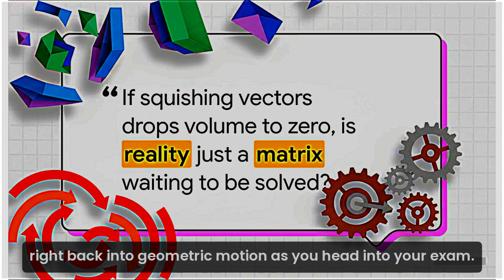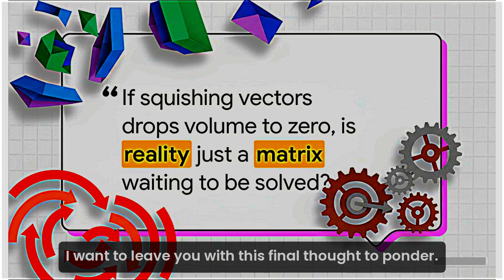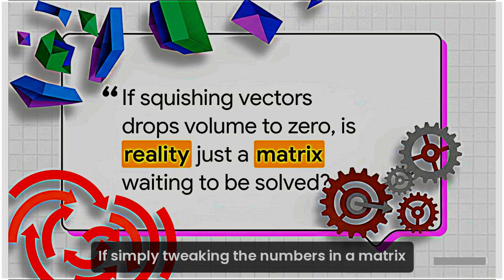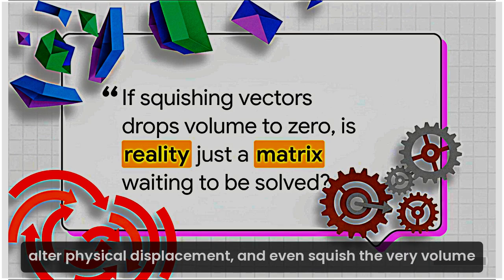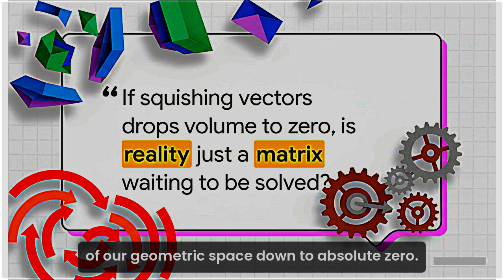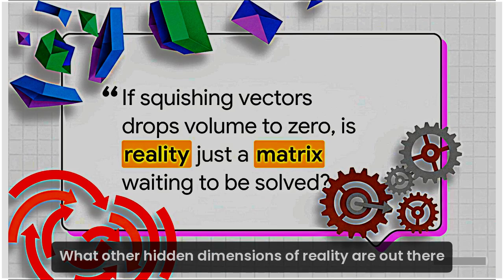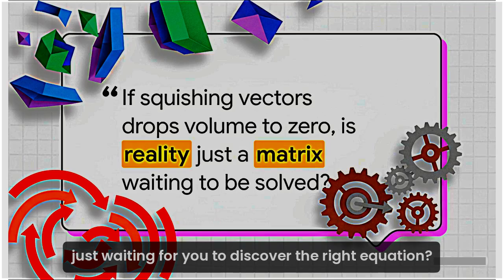It's the toolkit you need to confidently translate algebra right back into geometric motion. As you head into your exam armed with these amazing tools, I want to leave you with this final thought to ponder. If simply tweaking the numbers in a matrix can reverse orientation, alter physical displacement, and even squish the very volume of our geometric space down to absolute zero, what other hidden dimensions of reality are out there, just waiting for you to discover the right equation?